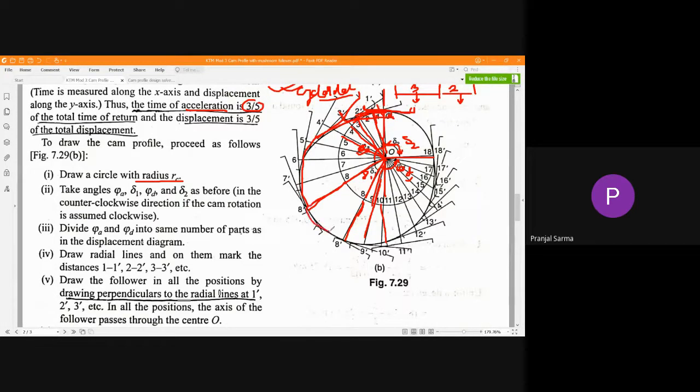From here it is the constant radius curve during the dwell. Once again this is the descent stroke. Okay, don't mind my drawing. And at descent once again darken this, which shows that particular next to it. Okay, and this profile is the required cam profile.